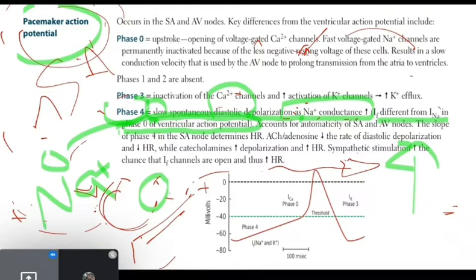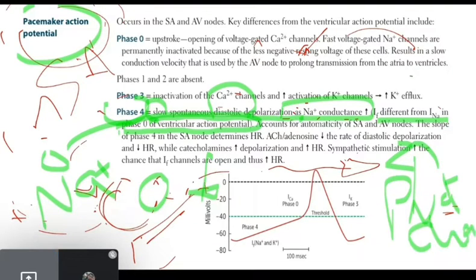The ventricles are the same as the myocyte. Yes, so the ventricular action potential is the same as the cardiac myocyte; the first phase is the sodium channels in the ventricles. Okay, so this accounts for automaticity in SA node and AV node. The slope of phase 4 in SA node determines the heart rate.